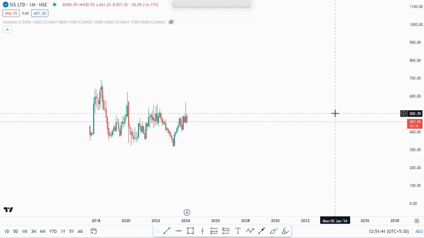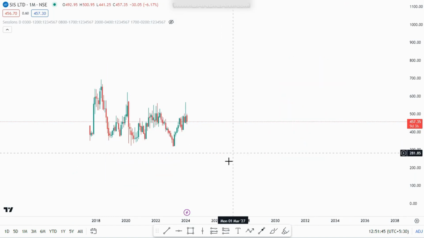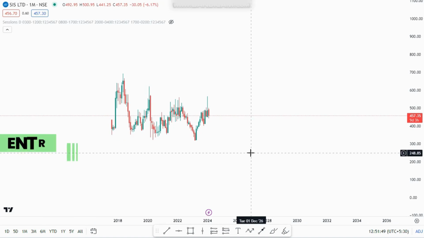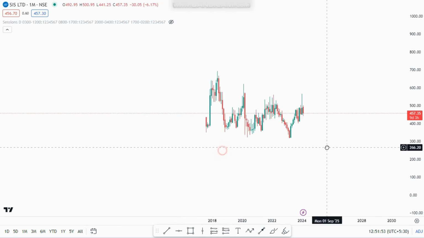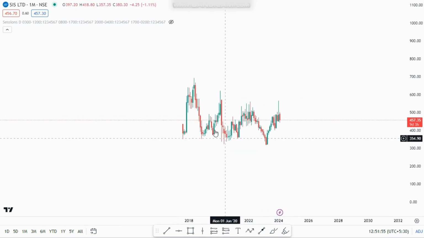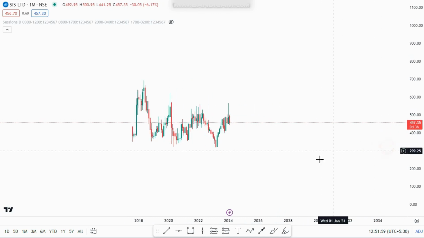In today's video, I'll break down the trade that I took in SIS Limited. This is also another pure technical trade, but it happened to be a loss. So let me quickly explain the reason for my entry, stop loss and target. When I came across this stock in the monthly time frame, what I saw was this stock has been sideways, right? From the time it was listed on the market.